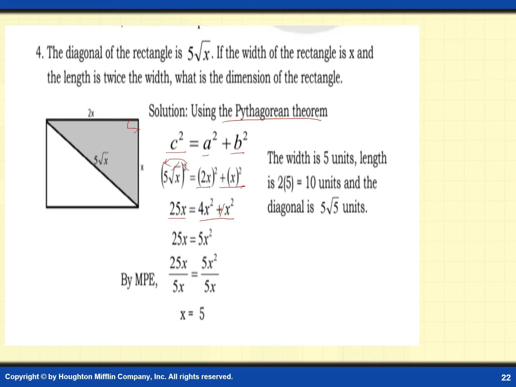Divide both sides by 5x. So, magiging ang x natin ngayon ay equal to 5. Therefore, the width is 5 units. Ito daw po ay 5 units. Ang length po natin kapag ito ay 5, ito ay magiging 10. Tapos, ang diagonal natin ay 5 square root of 5. Yan ang sagot natin. Clear?